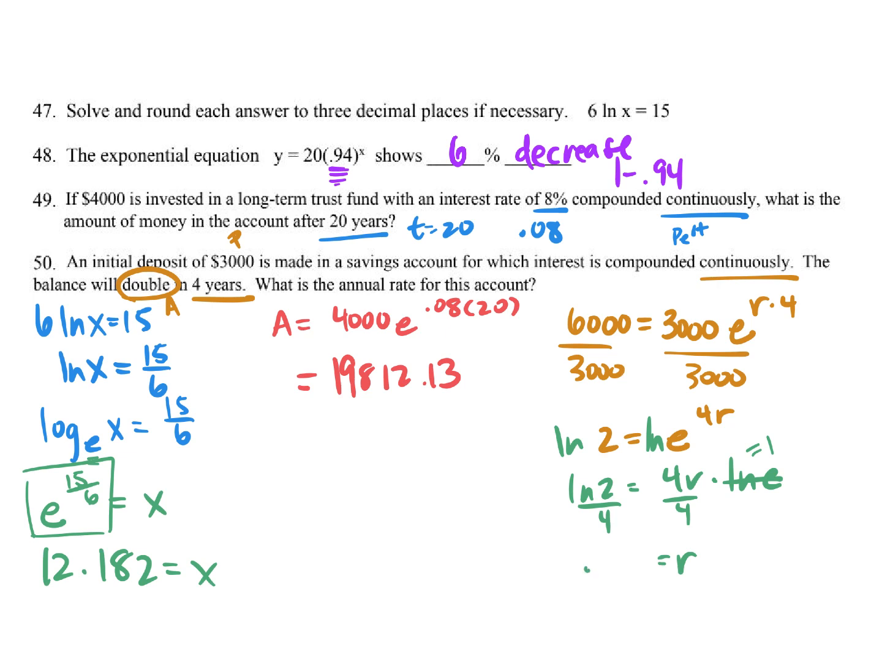As a decimal, that is 0.173 as a rate. That's a lot. That's a big number. 17.3%.